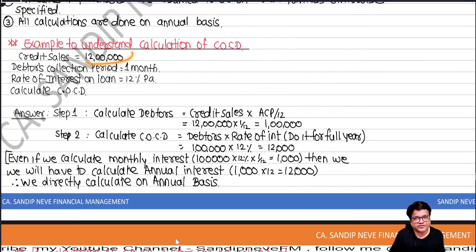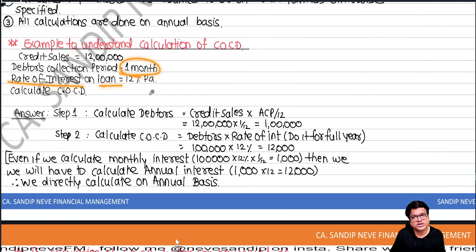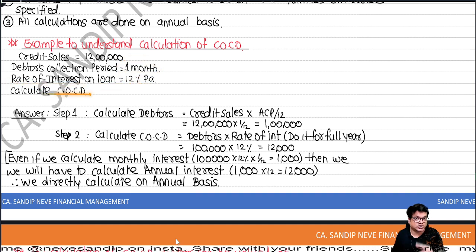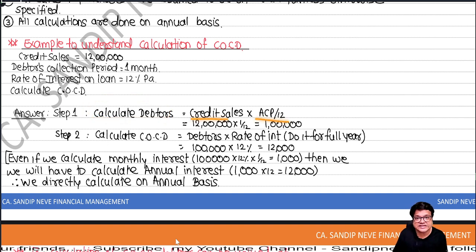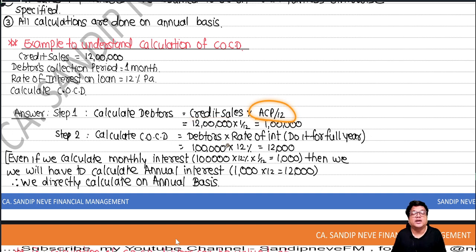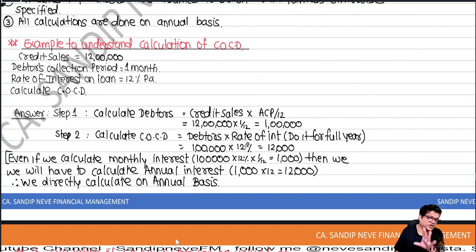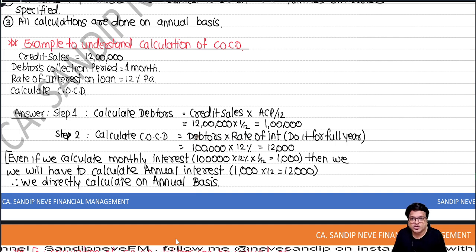Okay, let's talk about COCD, people. We have a credit sale of 12 lakh. I'm taking the same example which I had taken in the class. Debtors collection period is 1 month. Rate of interest on loan is say 12%. Calculate COCD, cost of carrying debtors. So first of all, you should know the debtors. The way we used to calculate in estimation of working capital, debtors will be credit sales into ACP by 12. ACP, average collection period. Correct. So we put credit sale into 1 by 12, so 1 lakh.